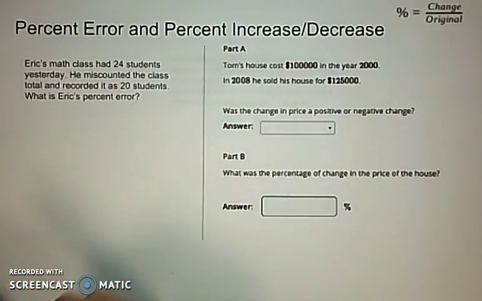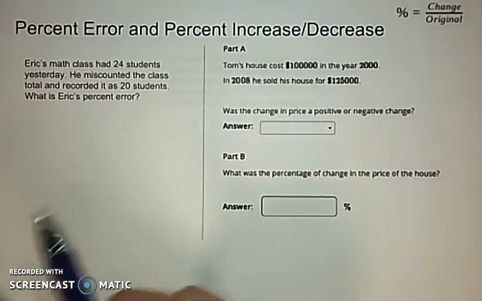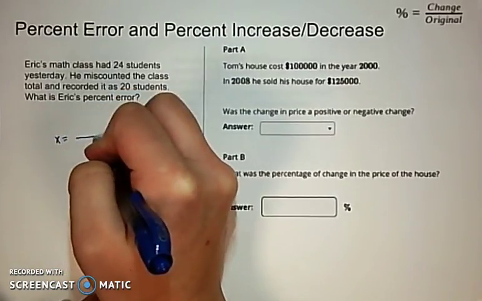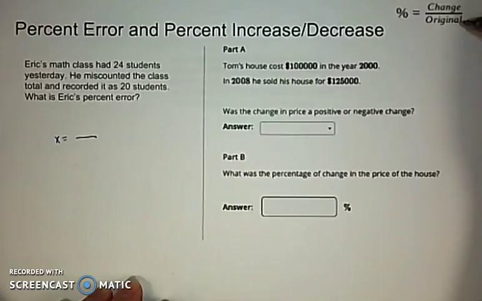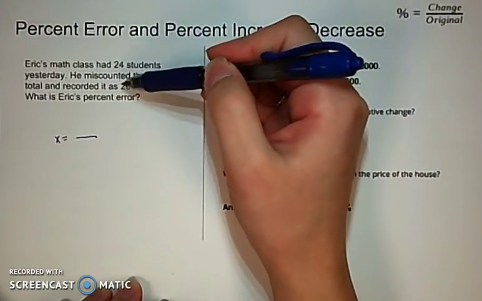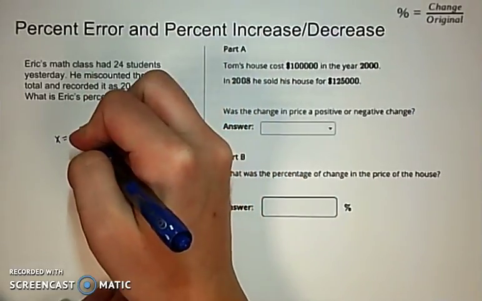So if we look here, it says Eric's math class had 24 students yesterday. He miscounted the class total and recorded it as 20 students. What is Eric's percent error? So we're looking for the percent error, so that's going to be our variable, and then we're going to have the change over the original. So how much was he off by? What's the difference between these two? So that's going to be 4.